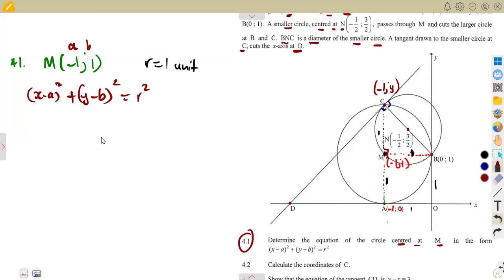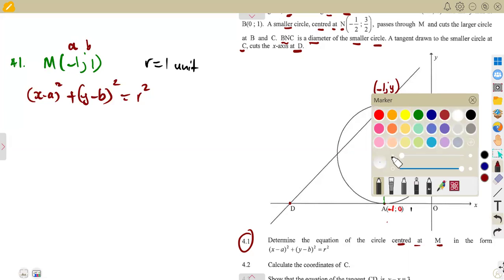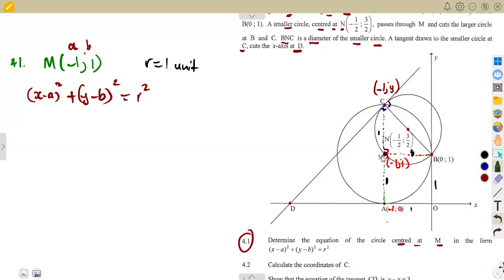Or you can use the distance formula. If you do not understand what I'm saying here, you can simply use your distance formula to find the radius, since the radius is the distance that you take from M to B, or from M to A. So you can use that r is equal to MA, which is equal to MB. Still, you're going to see that your radius is 1.